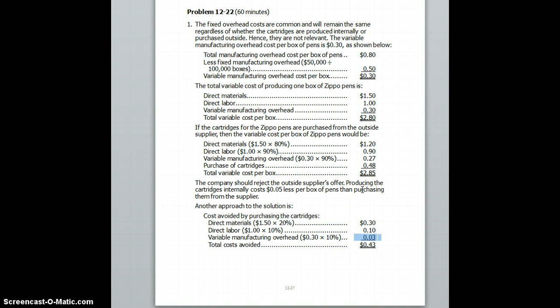And basically how that's figured out is that is the amount of variable cost that gets eliminated by purchasing the cartridges from an outside supplier. All in all, 43 cents would be the total cost avoided. Alright, that 43 cents compared to the 48 cents that it takes to buy a cartridge gives you the same solution. You're 5 cents better off.